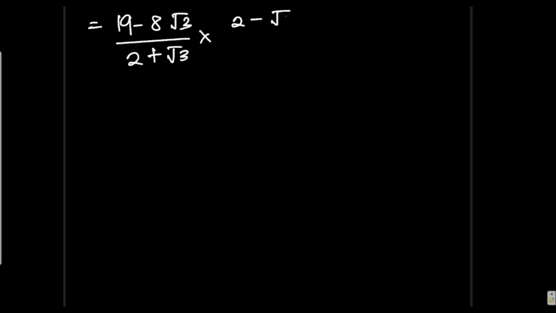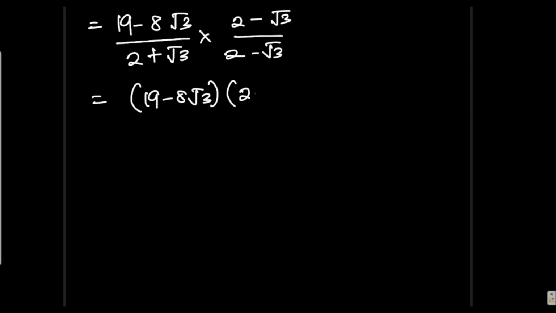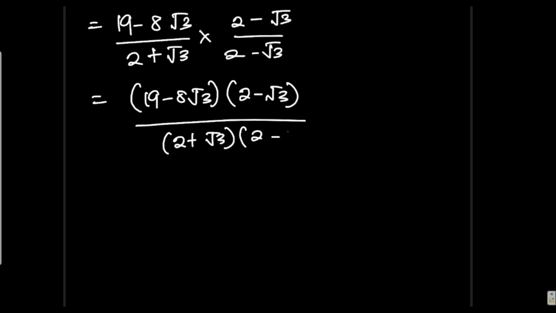So we multiply by the conjugate of the denominator, which is 2 minus root 3. Then if we expand, we have 19 minus 8 root 3 into 2 minus root 3, all over 2 plus root 3 into 2 minus root 3.